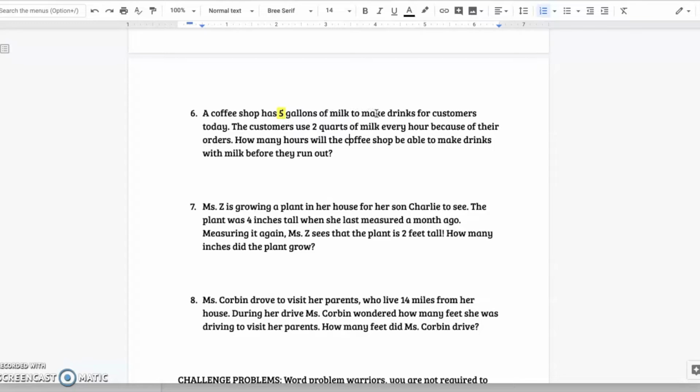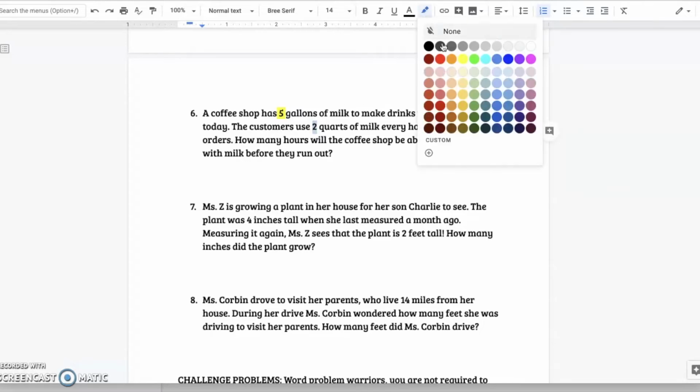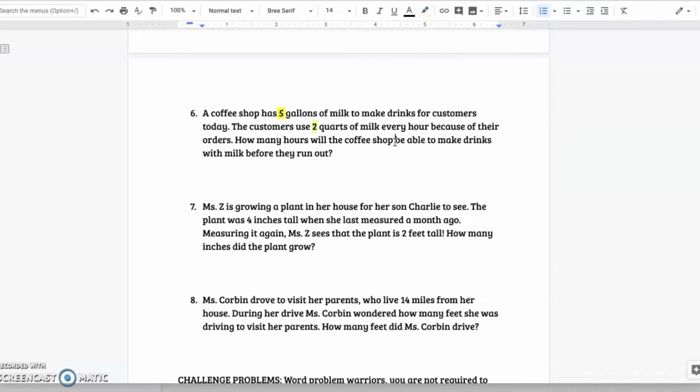Okay, so 5 gallons of milk to make drinks for customers today. The customers use 2, oh, there's a number. Again, click and drag to highlight it, and then click on the highlighter, yellow. 2 quarts of milk every hour because of their orders. How many hours will the coffee shop be able to make drinks with milk before they run out? So 5 and 2 are the only numbers in there.